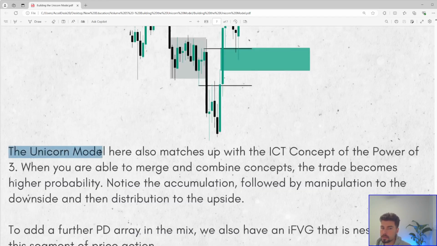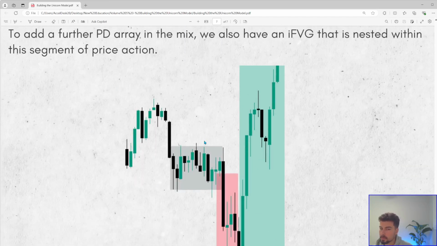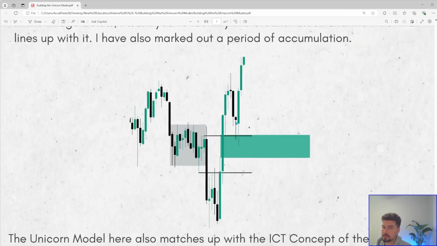So in this example, the unicorn model also matches up with the ICT concept, the power of 3. When you're able to merge and combine concepts, the trade becomes high probability. Notice you have this accumulation, as we talked about, followed by manipulation, and then we have distribution to the upside. Keep that in mind. Now you could even extend this further if you wanted to. Accumulation, manipulation, distribution, number 1. Number 2, we have the power of 3 combined with the typical silver bullet model: raid, market structure shift, return. Number 3, we have these 2 down close candles broken to the upside.